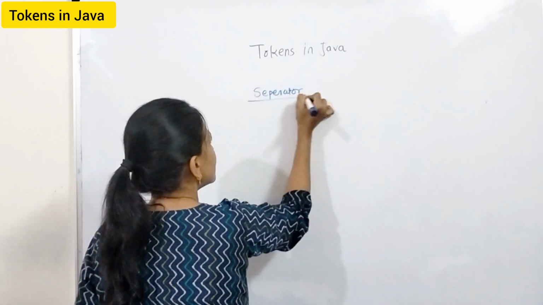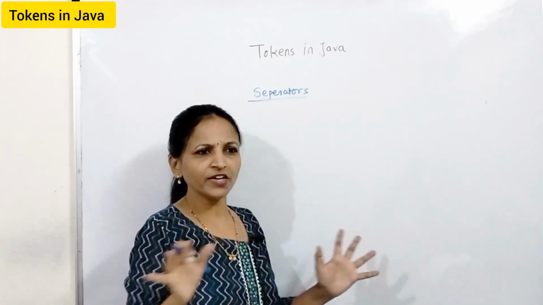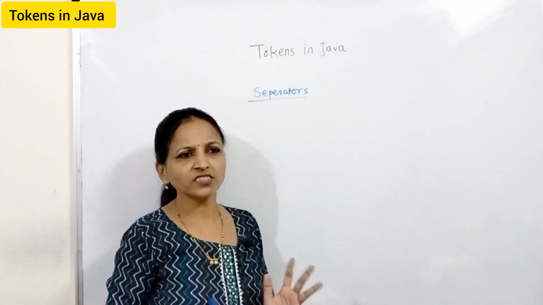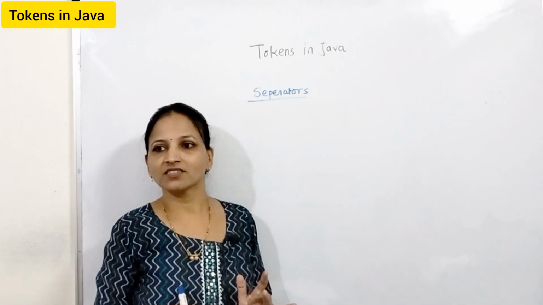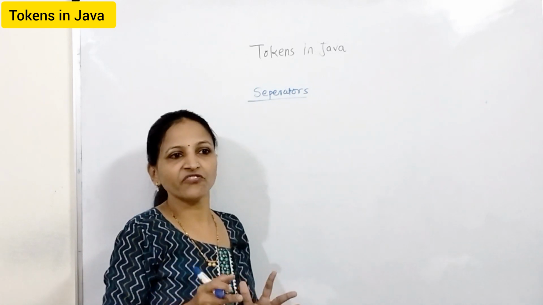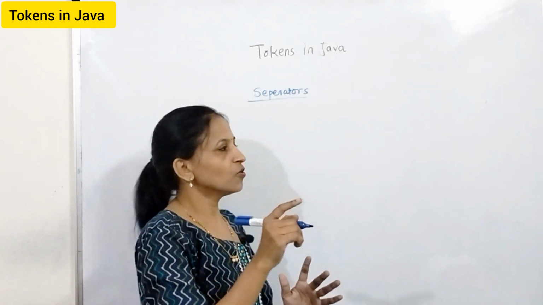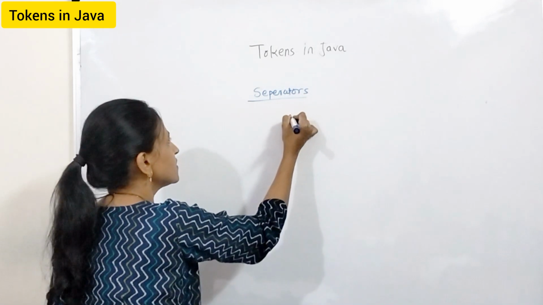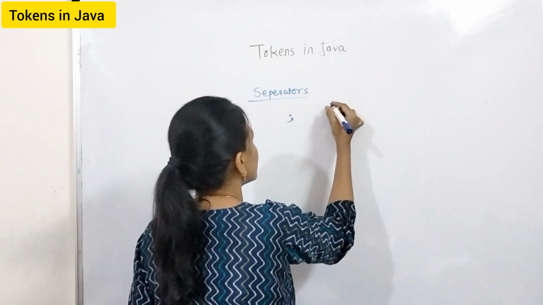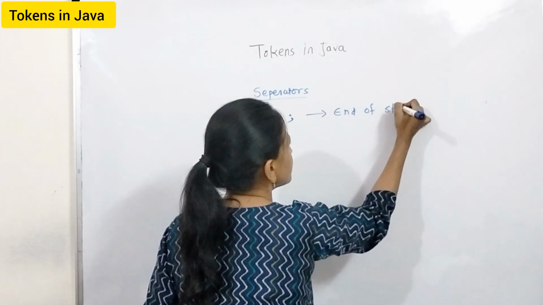Separators, you already know there is a semicolon. We always use semicolon in a program. What is the purpose of using semicolon? To terminate the line or to mention the end of a line. Okay, end of a statement, that is called a separator. The first separator is a semicolon that will represent the end of a statement in Java.